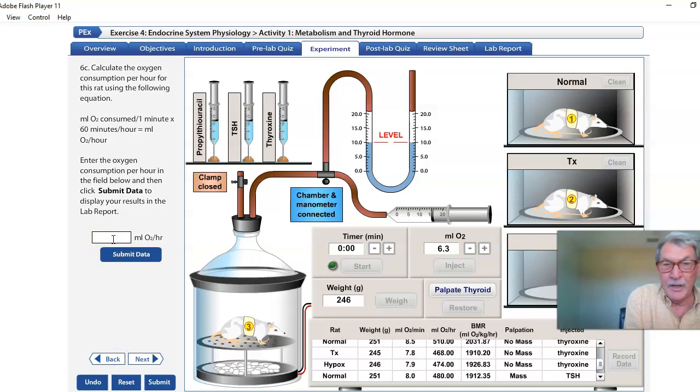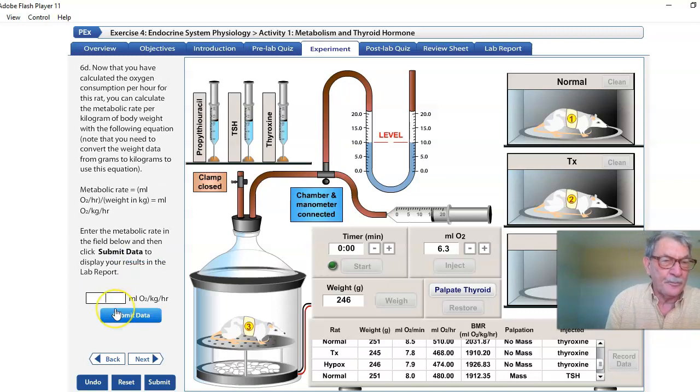Okay, on this guy we have 6.3 times 60 equals 378. 378 divided by 0.246 equals 1536.